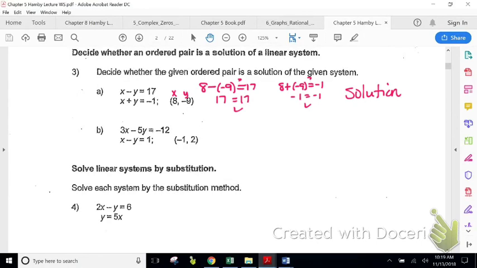So y'all check B. If it's not true on either one of them, then it's not a solution to the system. It might be on one of the lines, but it's not a solution for the system, okay? So what happens if only one is right? If only one of them is true, then it's not a solution. So let's do B. It's only a solution if it works with both of them.